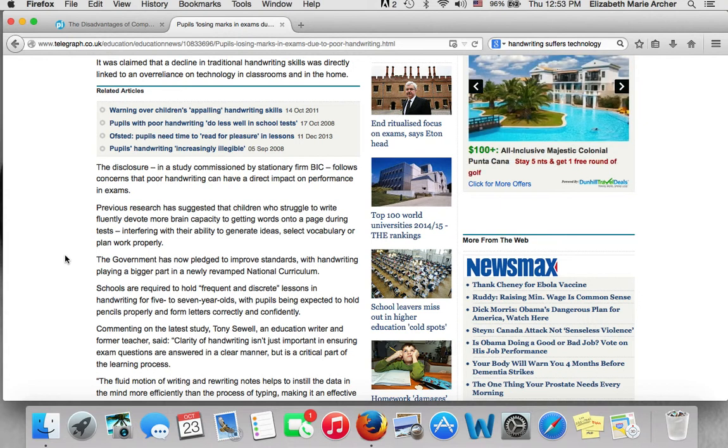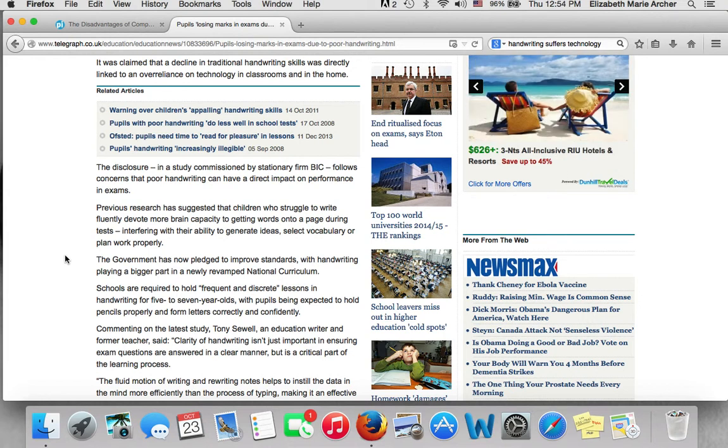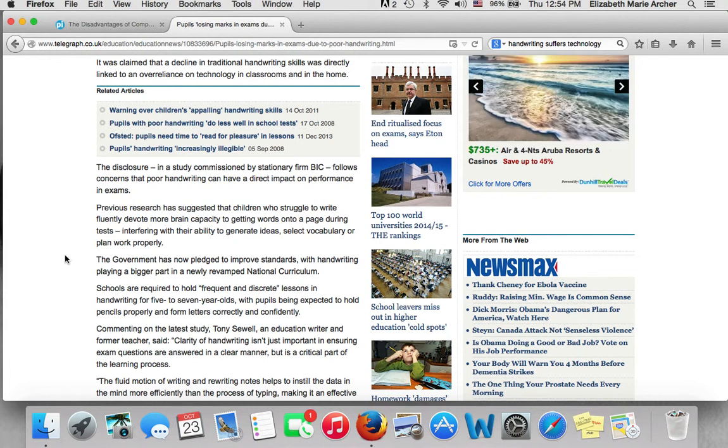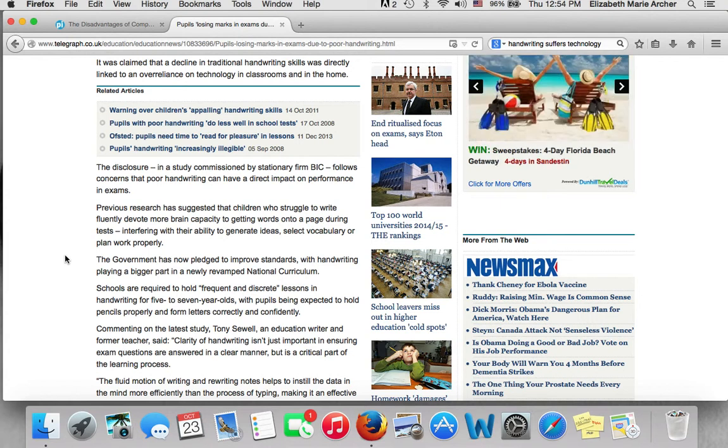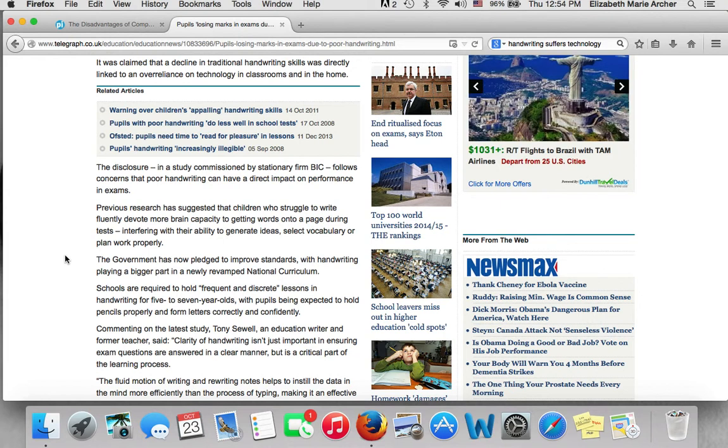Government has now pledged to improve standards, with handwriting playing a bigger part in a newly revamped national curriculum. That's nice for the UK. Schools are required to hold frequent and discrete lessons in handwriting for 5 to 7-year-olds, with pupils being expected to hold pencils properly and form letters. Don't they already do that? I don't know about the UK, but we already do that.